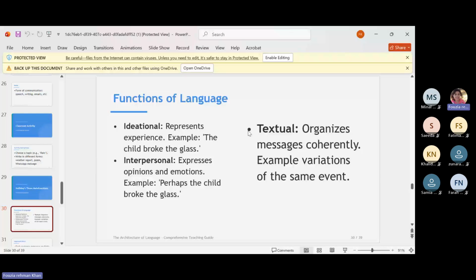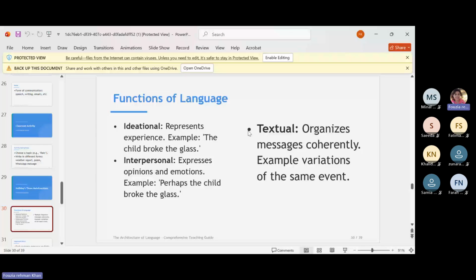Right. So first of all, this ideational function talks about experiences. And in this function, we have experiential function as a sub-function. There are several other functions. We'll keep on doing this because the whole of SFL is based on the function and functionality of the language. So ideational function represents the experience. Interpersonal represents our emotions and opinions. And the textual ones organize our message coherently.